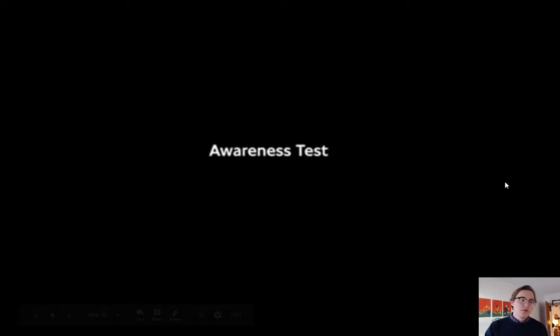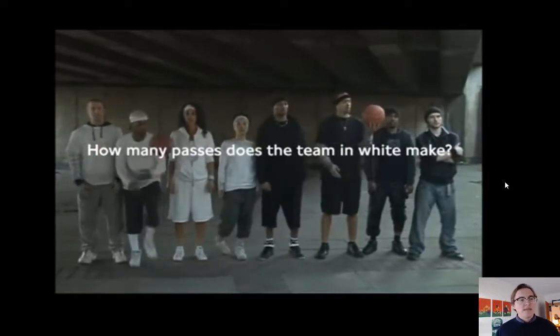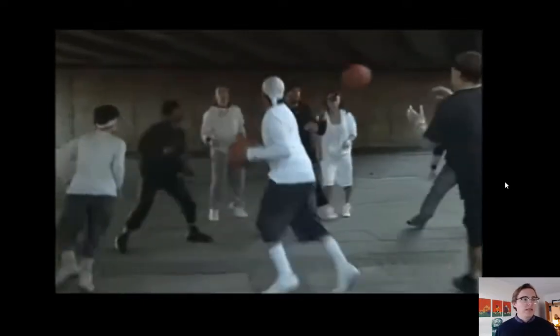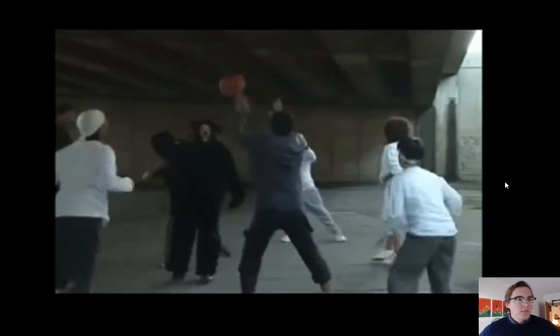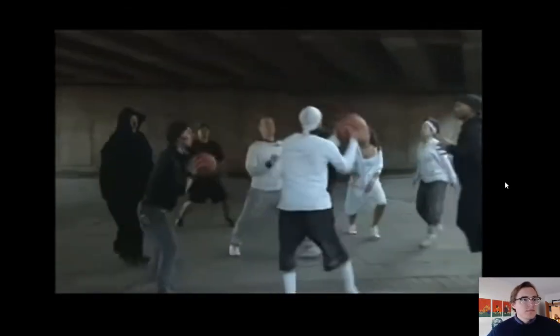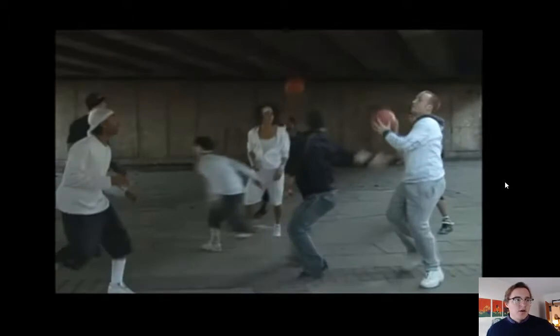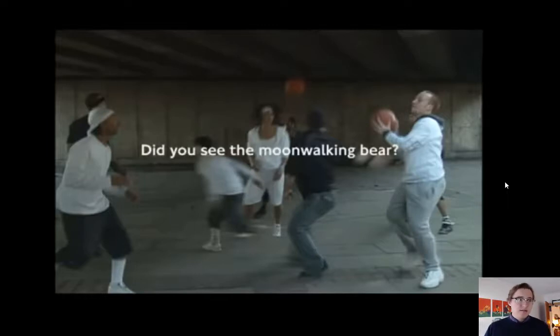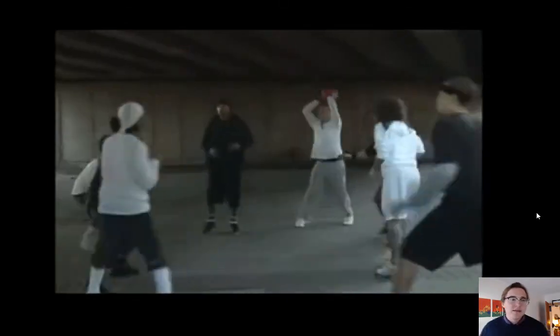How many passes does the team in white make? So look at the white team. So only the white team. The white team is passing the basketball. Think about the number of passes that just occurred. The answer is 13. Did you see the moonwalking bear? Now, don't even pay attention to the passing ball. Look for anything odd in the video.